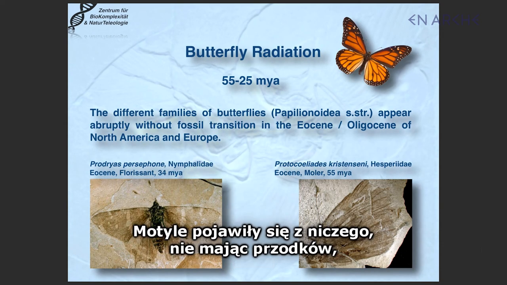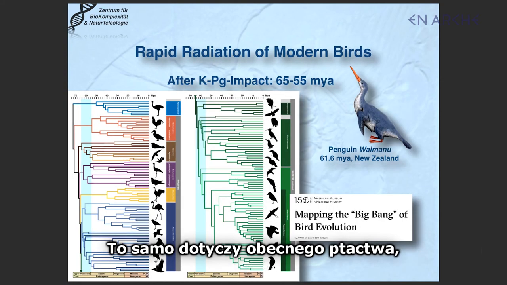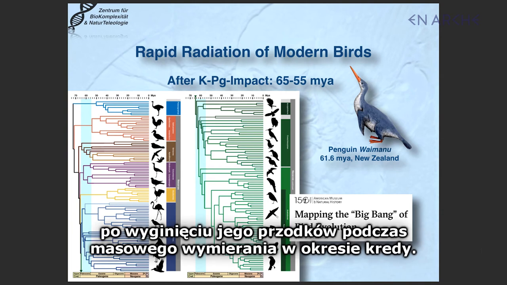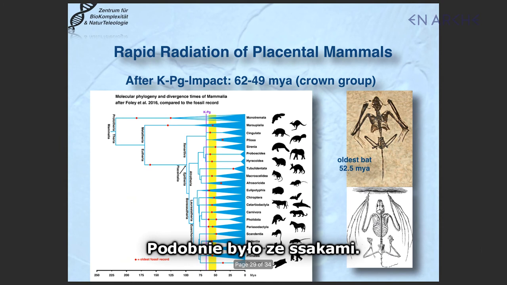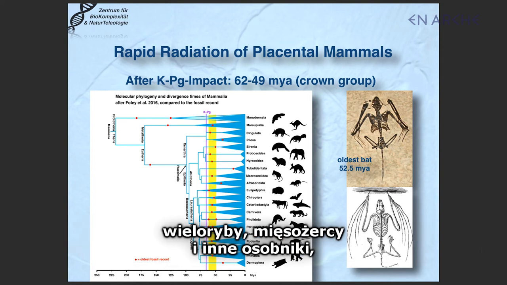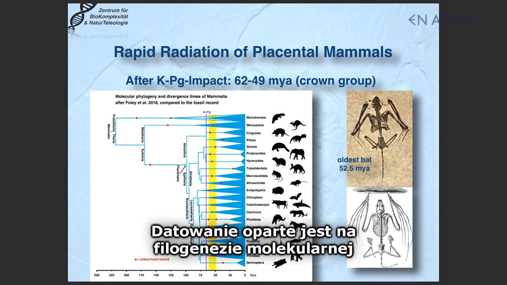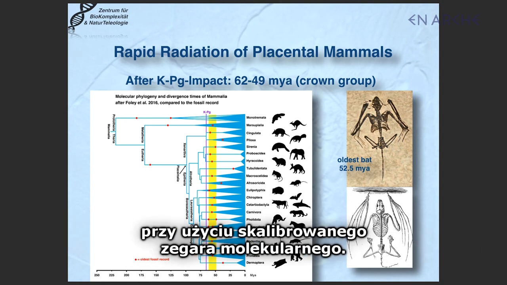Same with butterflies. They appear out of nothing in the Paleogene without precursors in different families, already modern representatives of modern families. The same you find in modern birds after the Cretaceous mass extinction event, and the same with mammals. And if you look at modern mammal orders, that would be groups like elephants and artiodactyls and whales and carnivores and so on and primates. This is the most modern molecular phylogenetic tree of mammals. The time axis, the dating is based on molecular clock, most modern with a relaxed clock with multiple fossil calibration points.